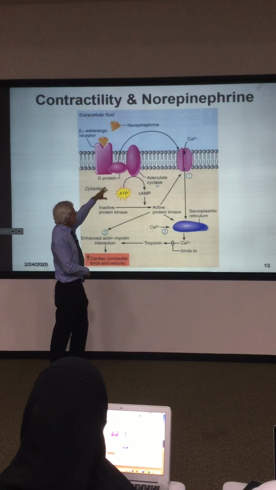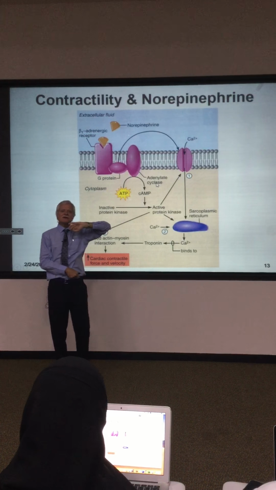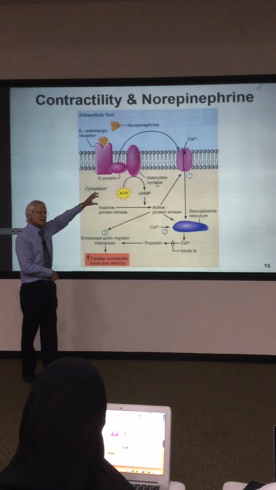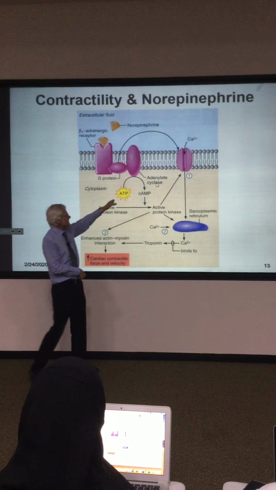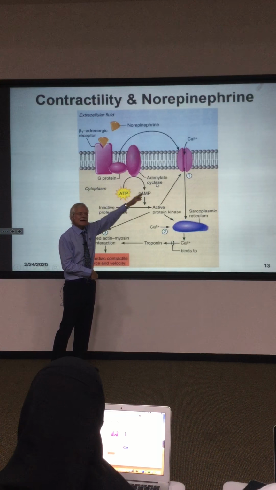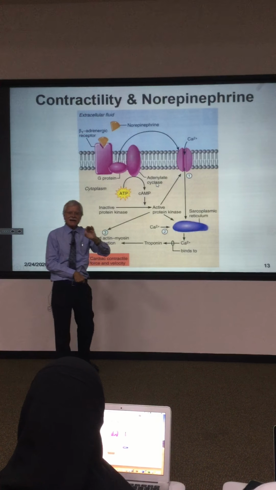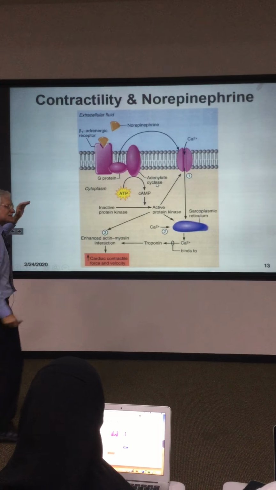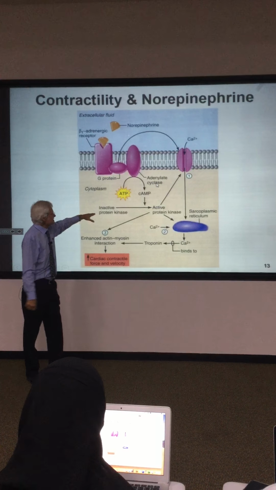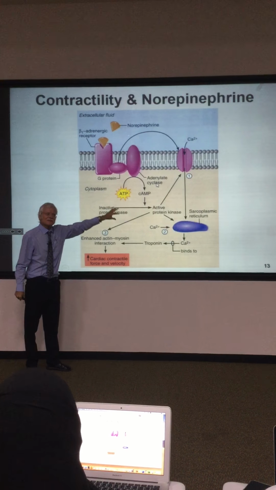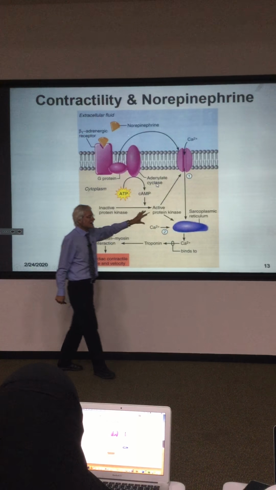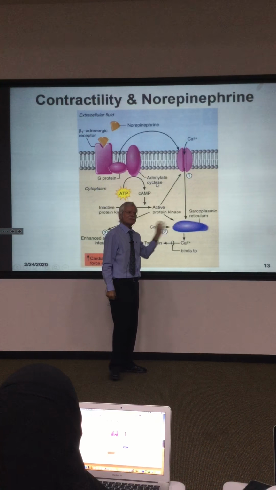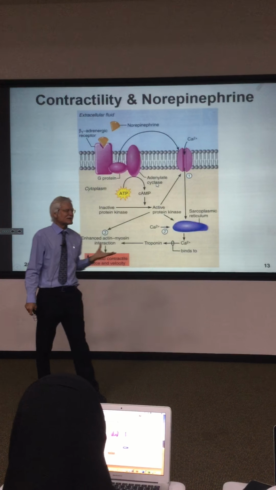It increases the activity of an enzyme which you may have heard of called adenylate cyclase. Maybe you've heard of it. Adenylate cyclase converts ATP to cyclic AMP. You may have heard of cyclic AMP being a second messenger in biochemistry. What does cyclic AMP do? It converts something called inactive protein kinase to active protein kinase. What does active protein kinase do? Well, it does at least three things in our cardiac myocytes.